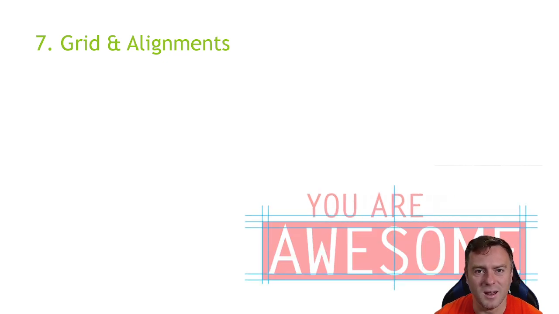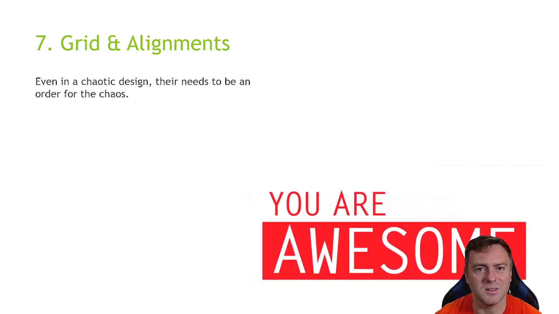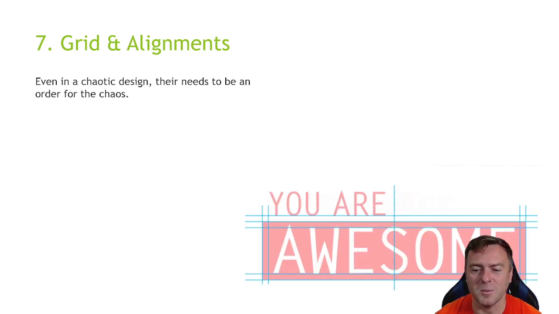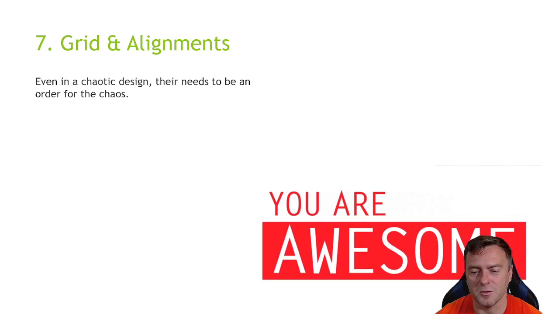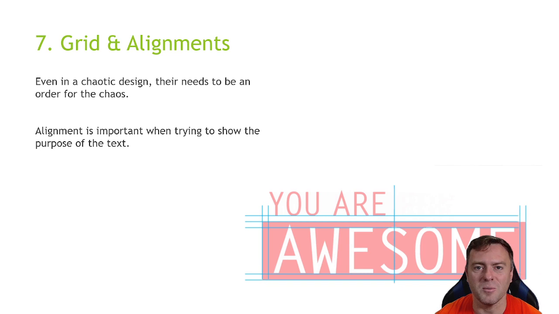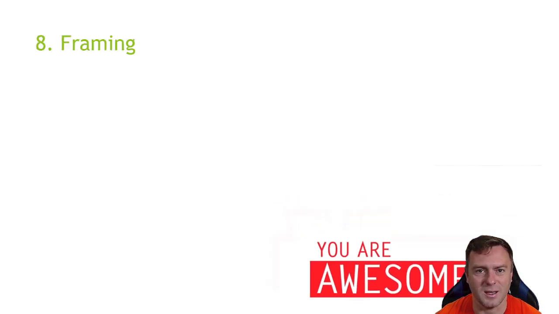Then you've got the grid and alignment. So grid, even in chaotic design, you need to be able to bring order into the chaos. By putting a grid over the top of it, it helps you partition and then work out what needs to go where. Alignment is very important when we're trying to show the purpose of the text.